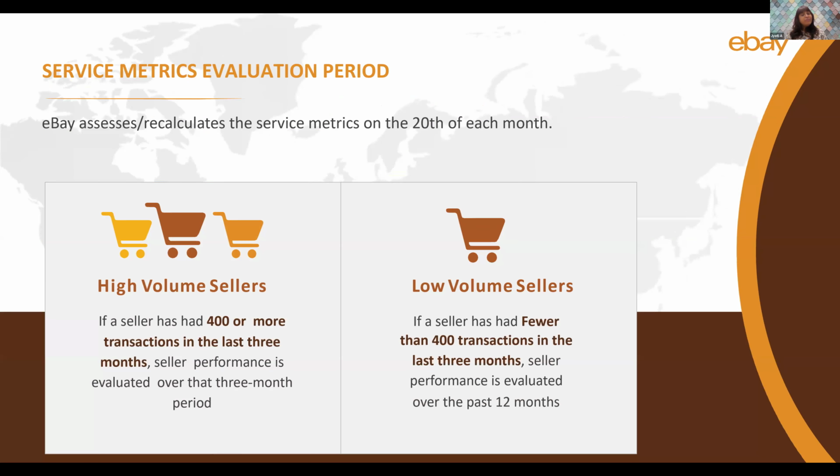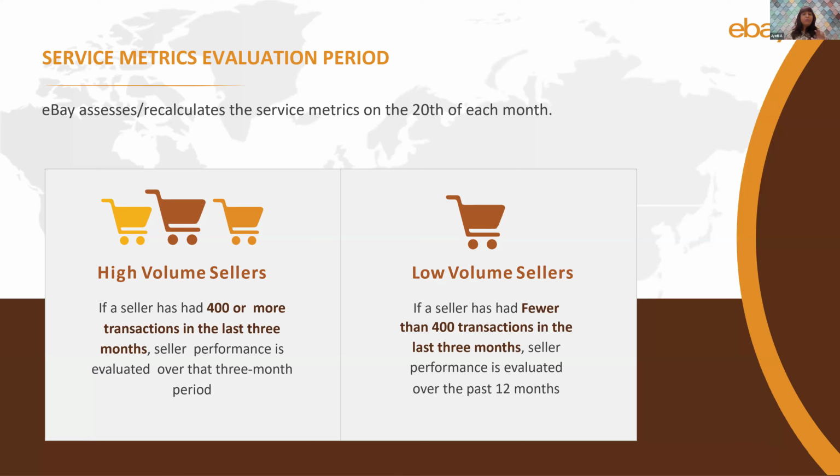Similar to your seller level, service metrics are also evaluated every month on the 20th of every month. Similar to your seller level, we take the number of transactions into consideration depending on the volume. So if your sales volume has been 400 or more, we will take the last 3 months for evaluating your service metrics. Whereas if fewer than 400 transactions, we will have a look back period or an evaluation period for the last 12 months.